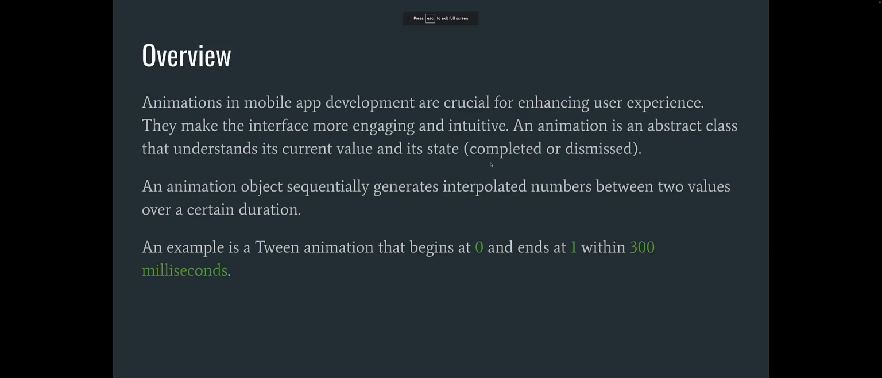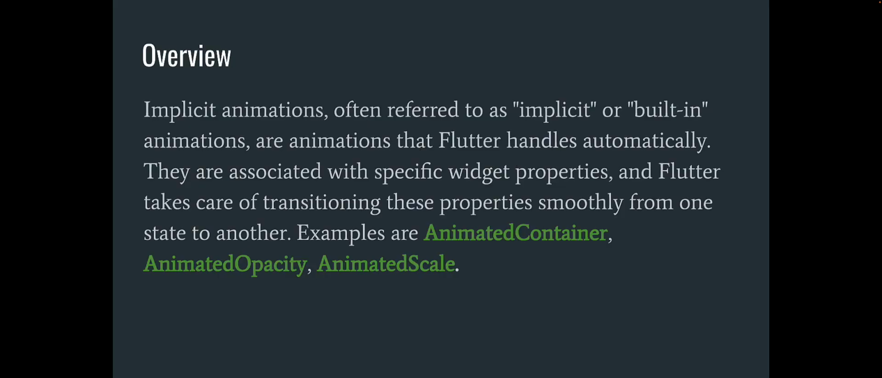Basically we have two types of animations: the implicit animations and the explicit animations. So what are implicit animations? Implicit animations, often referred to as built-in animations, are animations that Flutter handles automatically. These are animations that are associated with specific widget properties, and Flutter takes care of transitioning these properties smoothly from one state to another.